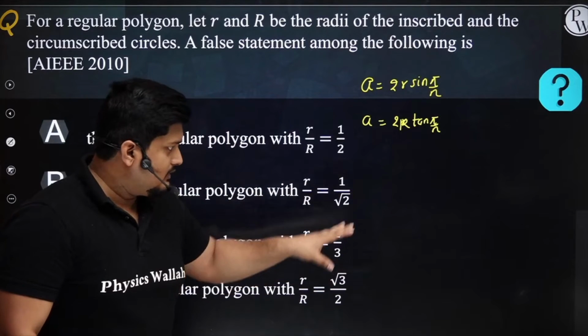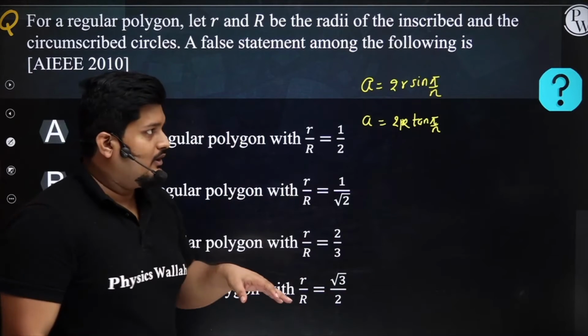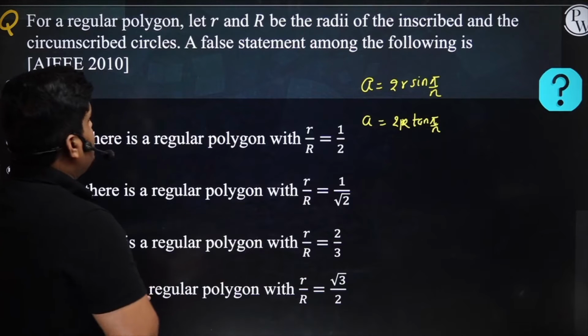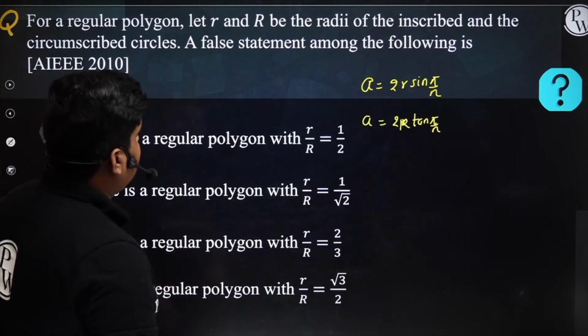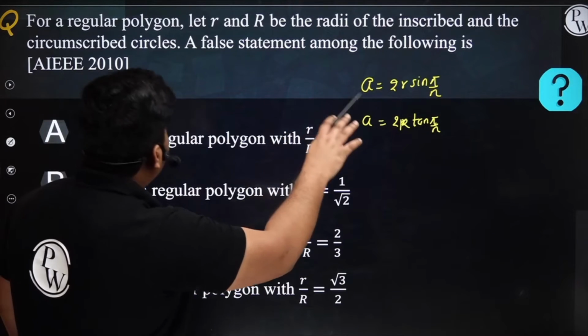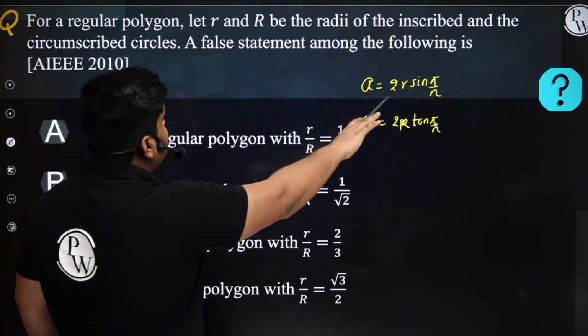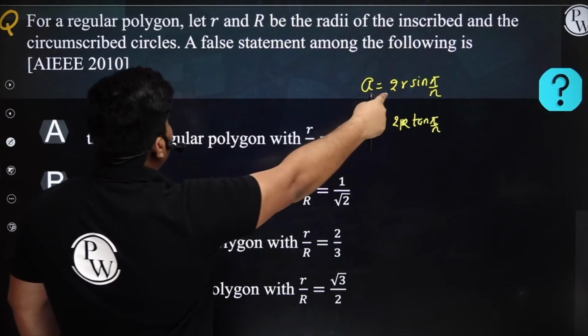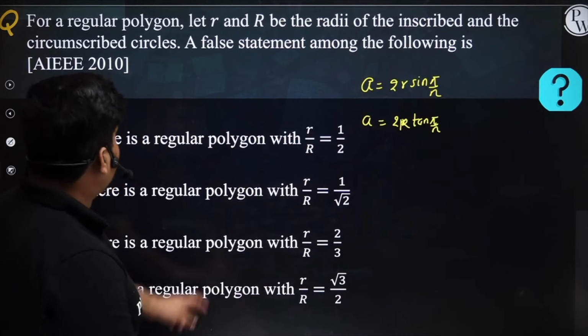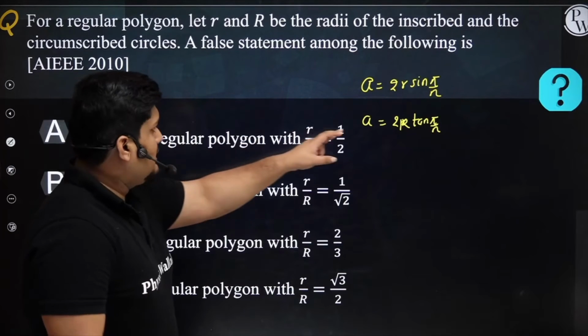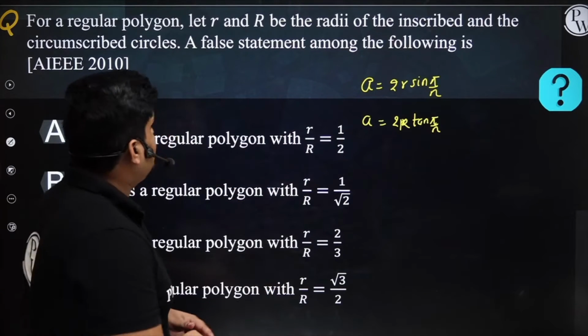So which one of these will be false? Clear? Let r and R be the radius of inscribed and circumscribed circles. Inscribed, regular polygon is inscribed. So I think this is correct, right? If it is inscribed, it will be R. This is inscribed, right? If it is circumscribed, it is 2R tan pi by n, right?